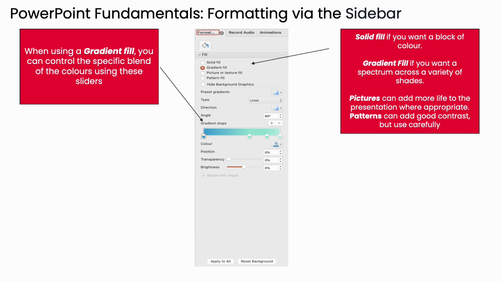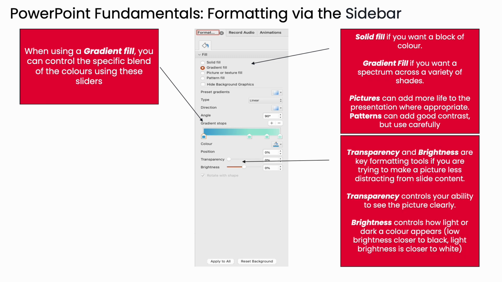When you're using a gradient fill, you can control the specific blend of colors using the sliders in the sidebar. When we think about things like transparency and brightness, these are key formatting tools if you're trying to make a picture less distracting from the slide content. Transparency controls the ability to see a picture clearly, whereas brightness controls how light or dark a color appears.